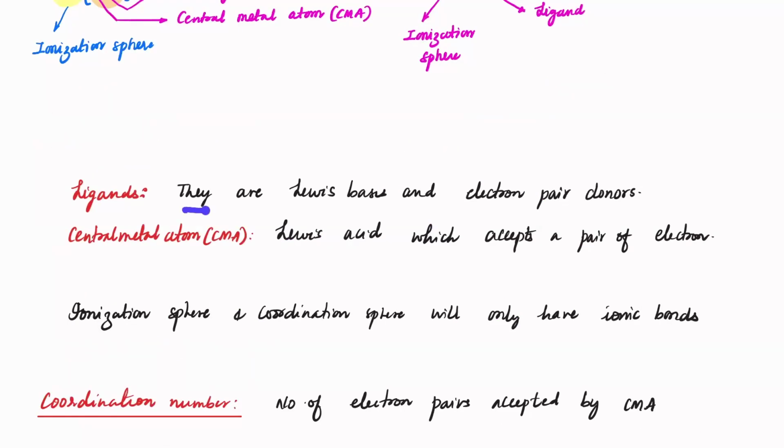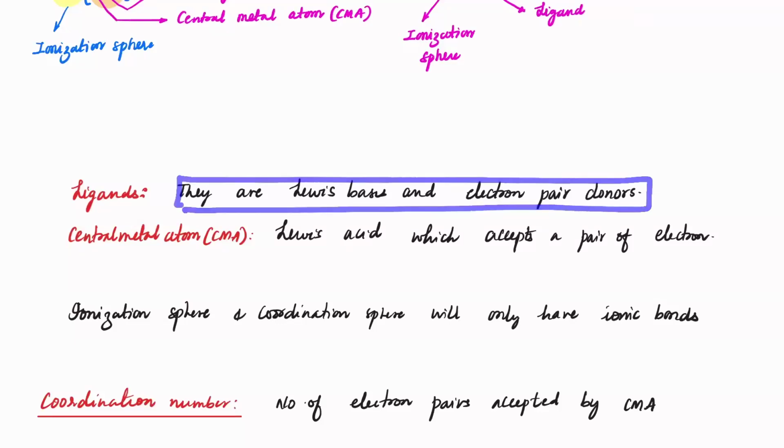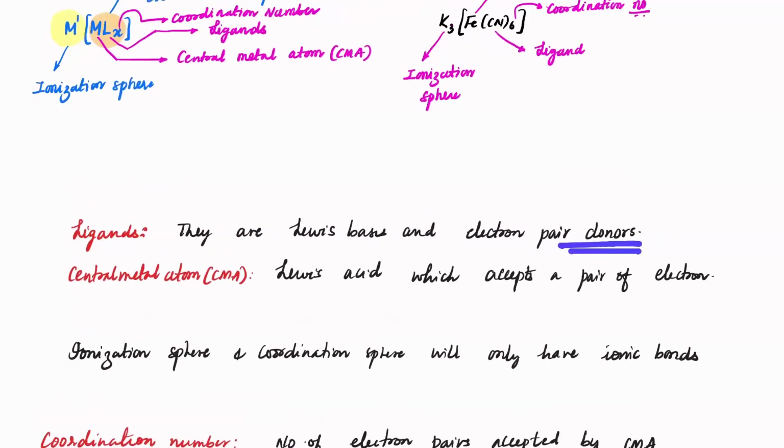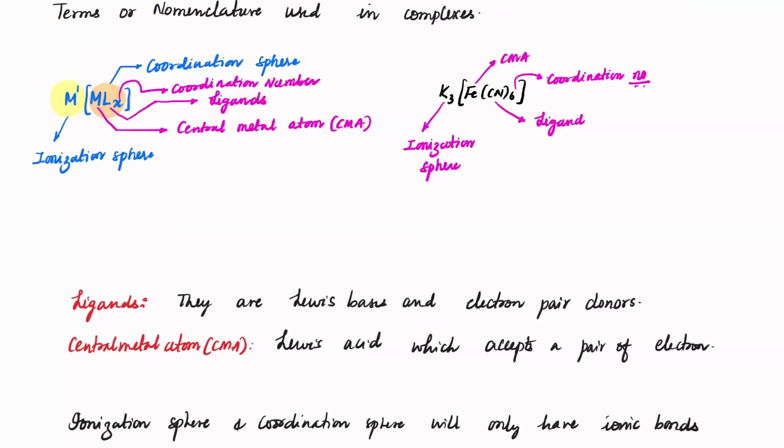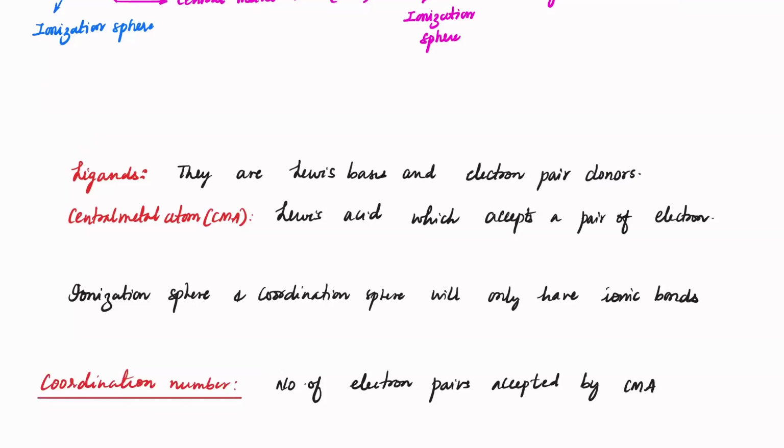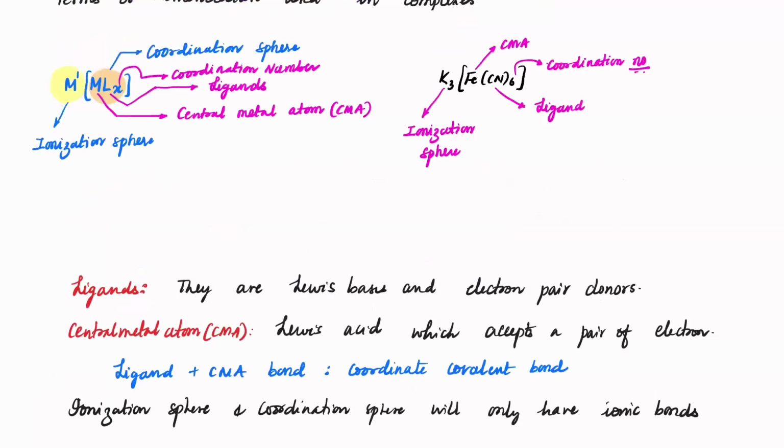These are Lewis bases and electron pair donors. Ligands are basically Lewis bases, which means they are ready to donate a pair of electrons, while the central metal atom is the Lewis acid, which accepts a pair of electrons. So, the bond between the ligands and the CMA is in a way a coordinate covalent bond. Got it? How do we represent that?